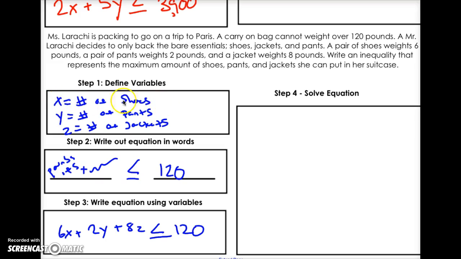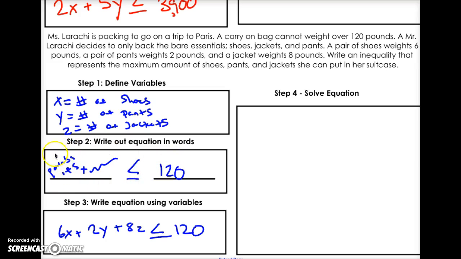You should have figured out that you have three variables here. X equals the number of shoes, Y equals the number of pants, and Z equals the number of jackets. Doesn't matter what you used here. You could have used S for shoes, P for pants, and J for jackets, just as long as you had these three variables here, all right? And that's the amount of each one.